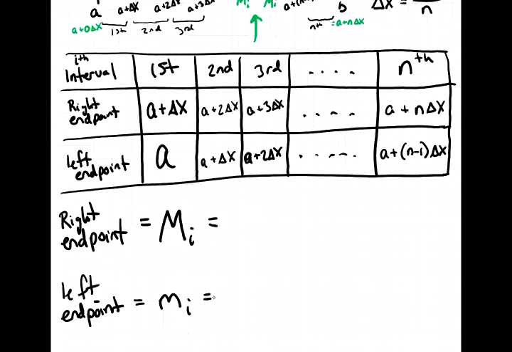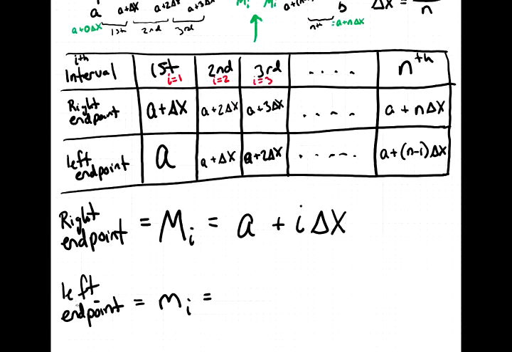Well, if you look at this table that I've started up here, for the right endpoint, the number of delta x's is equal to i. So for the first interval, if you're looking at just the right endpoints, when i is equal to 1, there's 1 delta x. When i is equal to 2, there's 2 delta x's. When i is equal to 3, there's 3 delta x's. So it looks like for the right endpoints, it is a plus i times delta x.